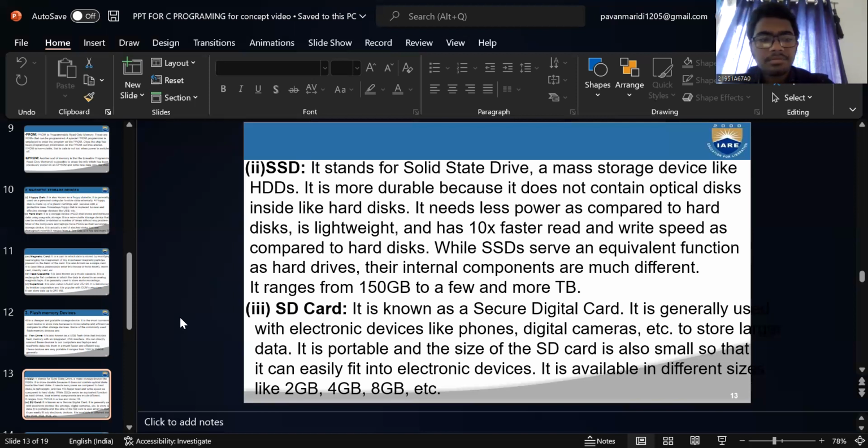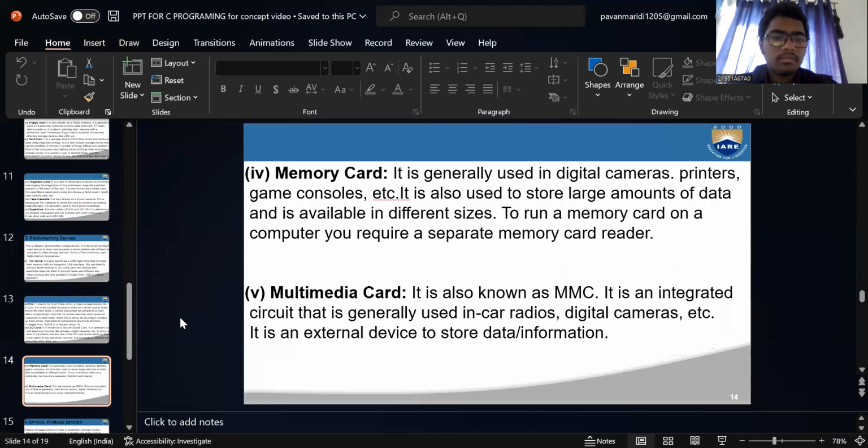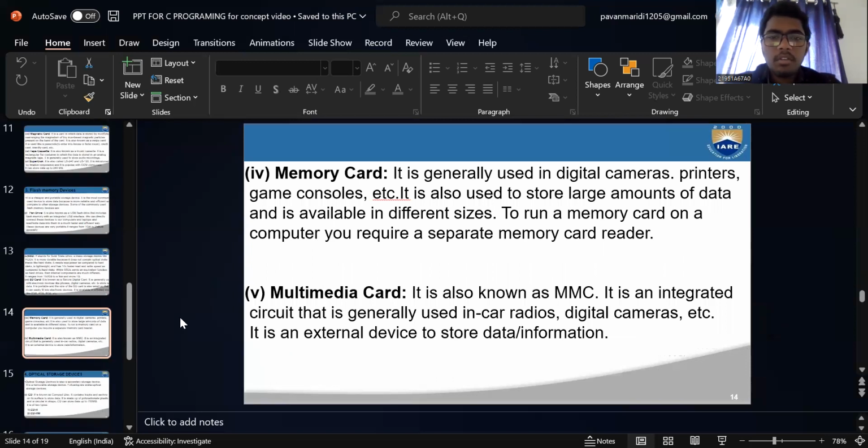Memory card. It is generally used in digital cameras, printers, game consoles, etc. It is also used to store large amount of data and is available in different sizes. To run a memory card on a computer, you require a separate memory card reader.